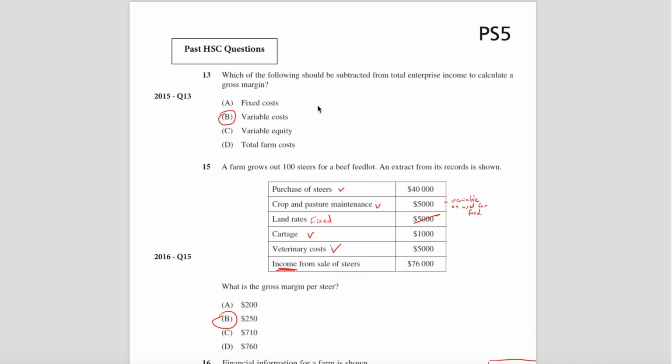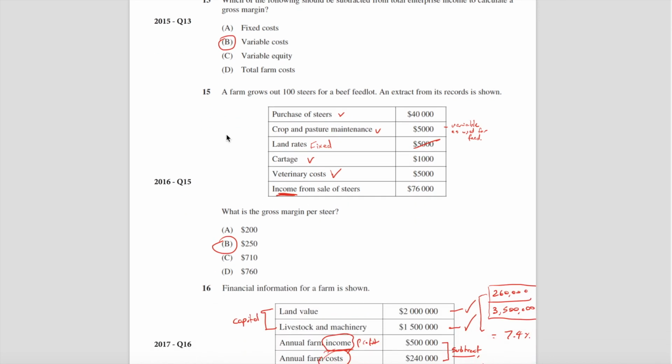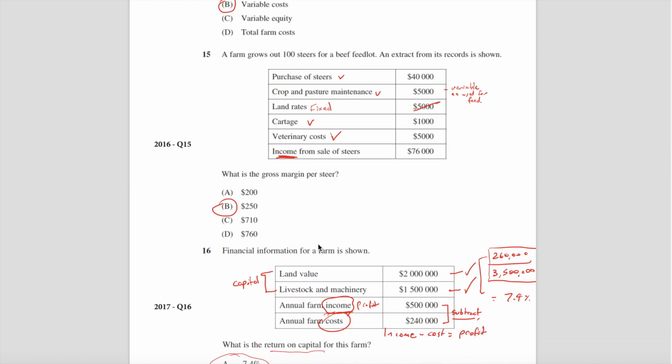In 2015, the question was, which of the following should be subtracted from total enterprise income to calculate a gross margin? It is, of course, variable costs. This one here, which requires calculation: a farm grows out 100 steers for a beef feedlot, an extract is shown. You need to remove the fixed one here and calculate it, and it gives you 250.